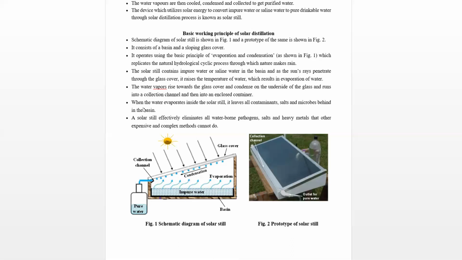Okay. Now next point is, when the water evaporates inside the solar still, it leaves all contaminants, salts and microbes behind in the basin, right? Only water vapors rise upwards, so it leaves behind all the kind of impurities, including the microbes. A solar still effectively eliminates all waterborne pathogens, salts, and heavy metals that other expensive and complex methods can't do. Moreover, you see, the sun rays also contain some amount of UV rays. So these UV rays also help in killing the germs, right? So this is all about the basic working principle of the solar distillation process.